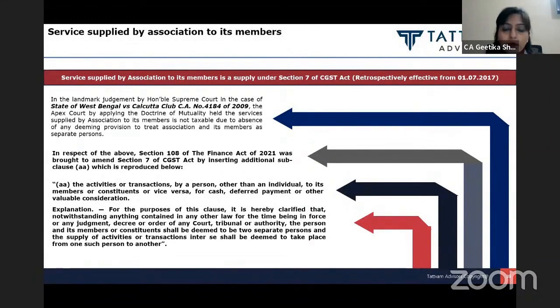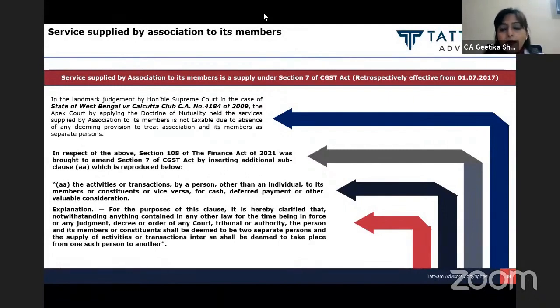So because of this kind of judgment, the taxes on any services supplied by the associations or clubs to their members did not apply. We are all part of some club, it could be a Rotary club, any membership club, any sports club. You pay some membership fee and get some benefits out of it. Sometimes you get concessional rates for banquets and food service. So all this was being considered.